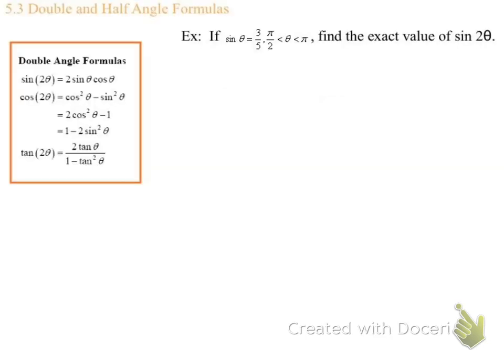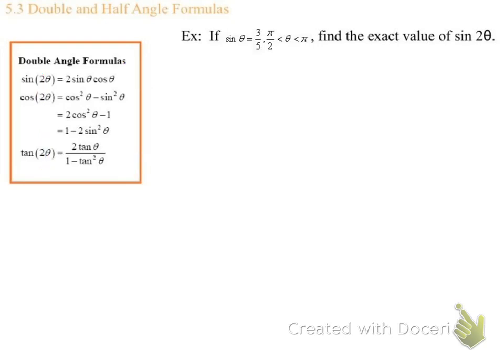This is video 531, and the goal here is to talk about how to verify identities and evaluate expressions using the double angle formula. So we're focusing only on the double angle formulas, and those formulas are the ones you see on this slide here. The double angle formulas all take angles that are doubled and turn them into expressions where the angle is not doubled. So it relates an angle that's doubled with an angle that's not.